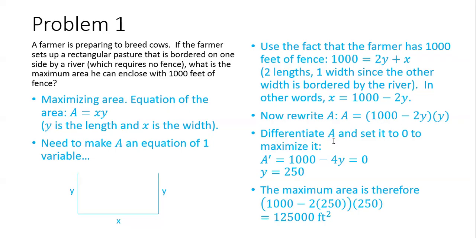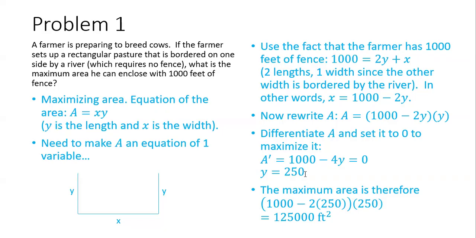Now we differentiate and set it equal to 0 to maximize it. A prime equals, you can distribute this to both terms, by the way. So the derivative would be 1,000 minus 4y equals 0. We solve for y. y is 250.